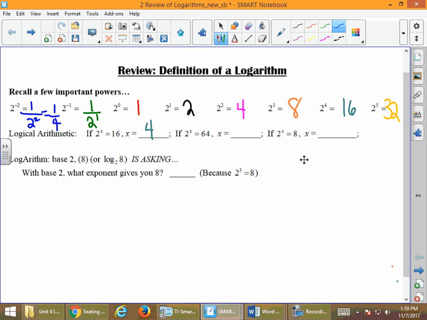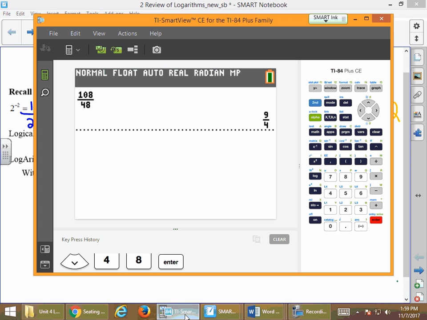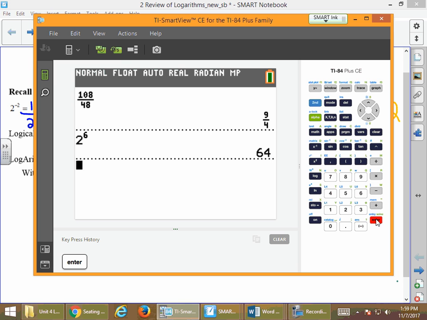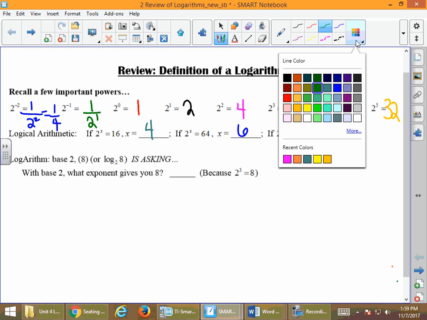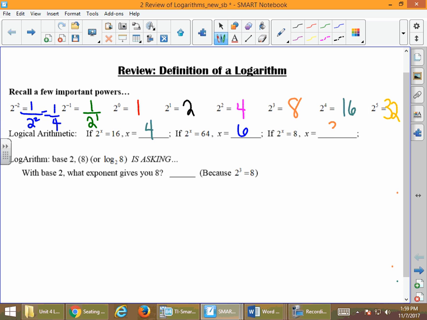Well, the exponent is just one more. Had I had space to put it in there, I would have. It should be 2 to the 6th. And if you're unsure of that, go to your calculator and try 2 to the 6th. And sure enough, it equals 64. But this third one here, I do have. It says, if 2 to the x equals 8, what does x equal? When we look above there, we see that x equals 3.